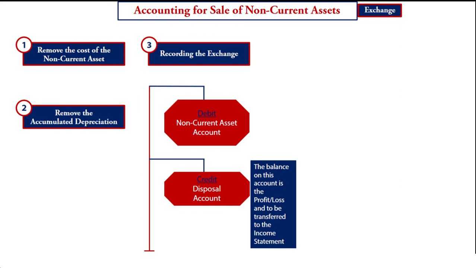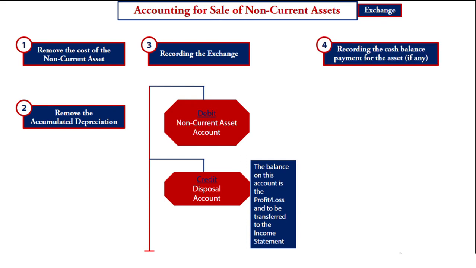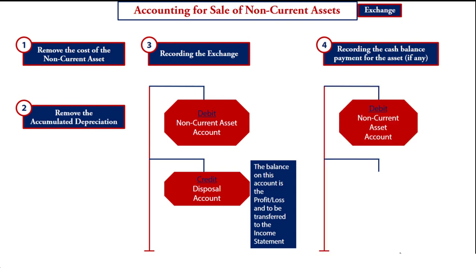Then we move on to a fourth step where we record the cash balance that we are going to pay, assuming we are topping up on the asset that we are selling off to get a new one. So we debit the non-current asset because the asset was coming in. Then we credit the cash account because the cash is going out.